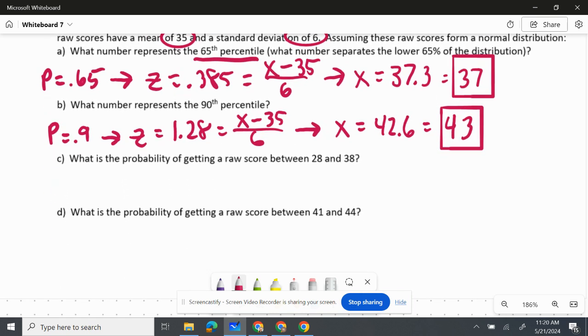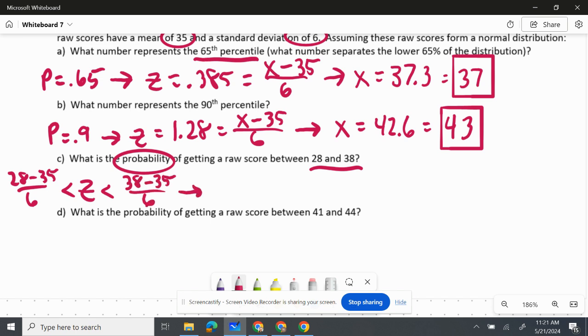Now we're going back to review what we did the last time because it says probability. Notice it's in between those two values. So we're putting the z in between. We have the 28 minus the 35 over the 6, and we have the 38 minus the 35 over the 6. That right there gives us the z-scores of negative 1.17 and 0.5. And when we go to Desmos and put it in, we get a probability of 0.57.